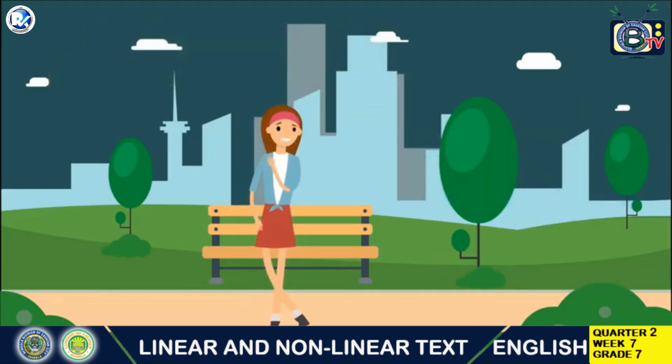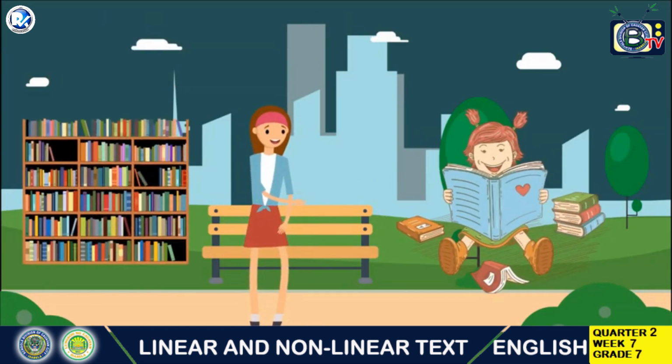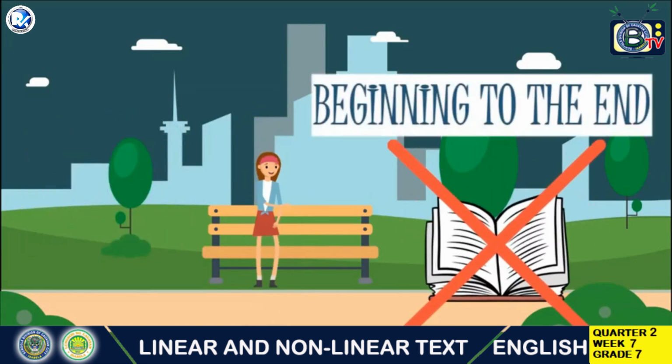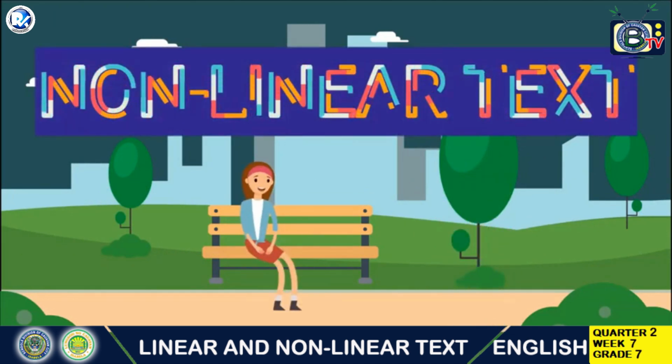In fact, any text that is not read from the beginning to the end falls into the category of non-linear text. For example, consider an encyclopedia or a telephone directory. We do not read them from the beginning to the end. We skim through them to obtain the specific information that we need. That is non-linear text.